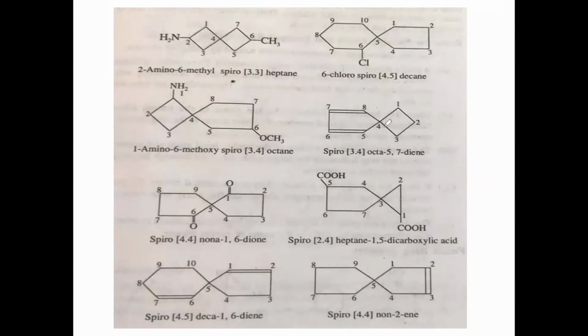So this is the example. Now see here, when there is an unsaturation or a functional group, the numbering is done in such a way that they receive the lowest possible number.